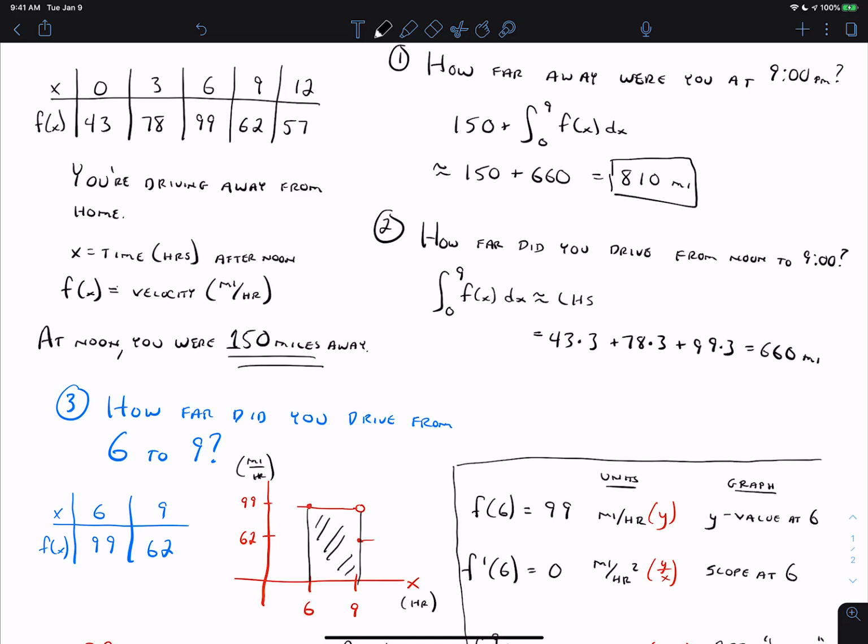In the next video, we'll talk about the basic idea of the fundamental theorem of calculus, which is why we'd want to find an antiderivative in the first place.